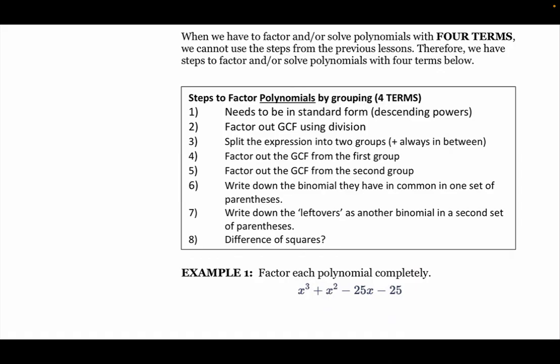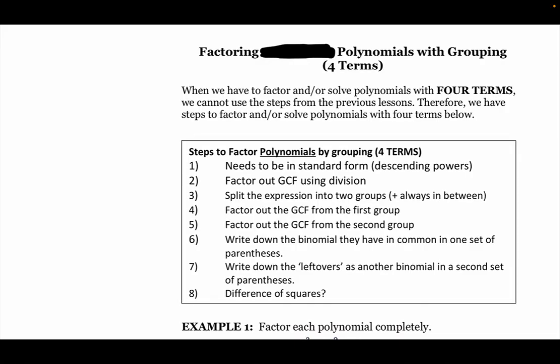So a lot of these steps, step 1 needs to be standard form, step 2 GCF, even step 4 and 5 GCF. So it looks like a lot of steps, but a lot of these are small steps. Not a lot of them are big steps. So that's why it's 8 steps. It's not like these are longer problems, it's just I broke them down a little bit more than I usually do, okay? So when we have something with 4 terms, how do we factor it?